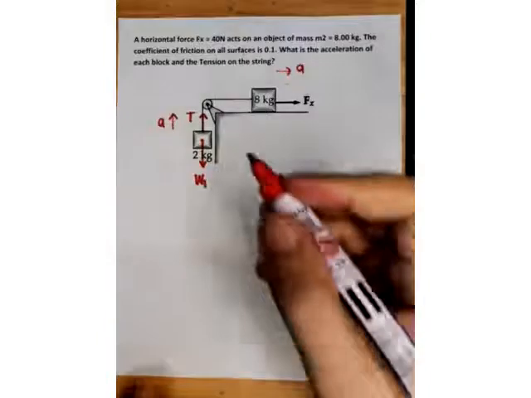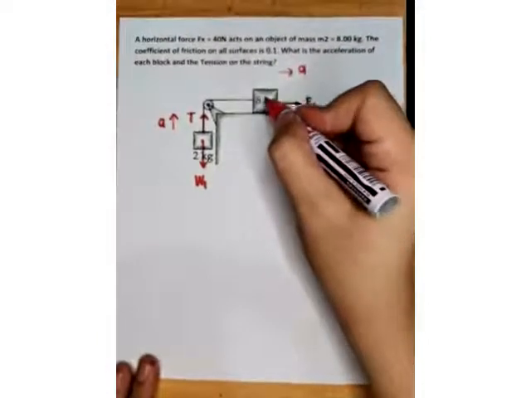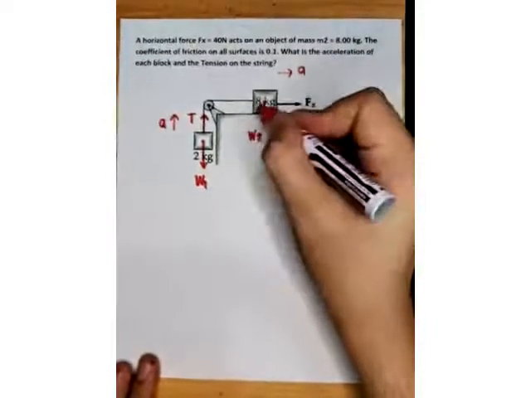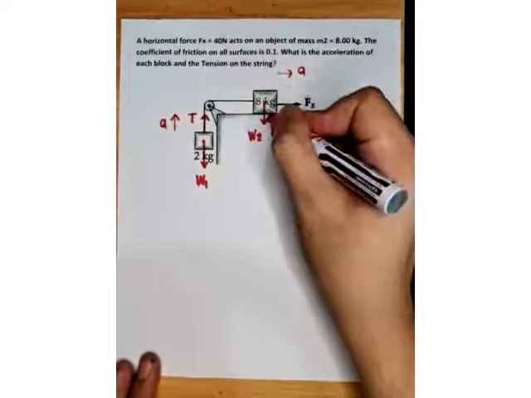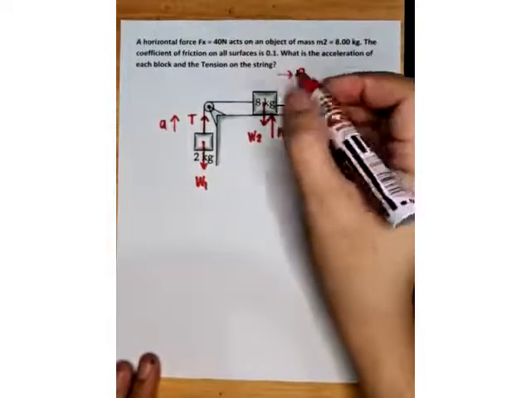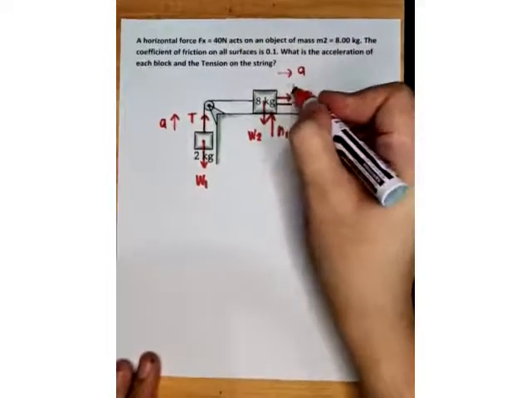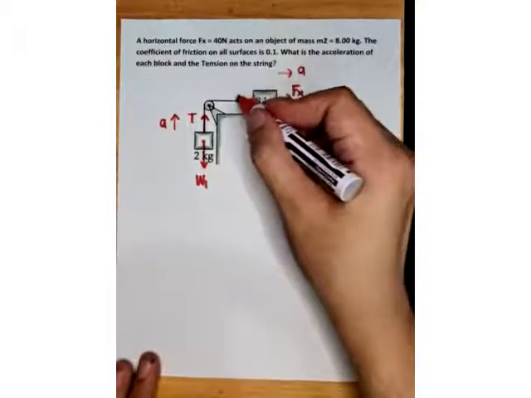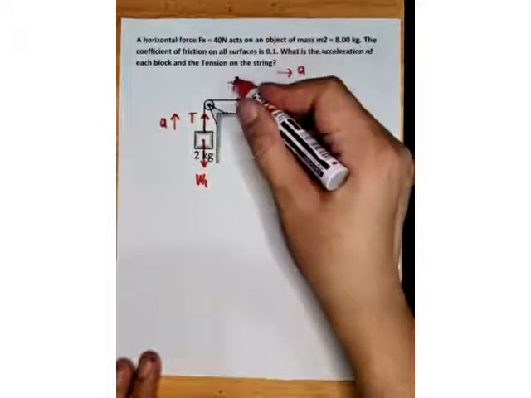For mass 2, what are the forces acting on it? It also has the weight. And since it's on a surface, it has a normal force acting on it. Then we have the applied force, Fx. And then we also have the cord here, so therefore we have the tension here.